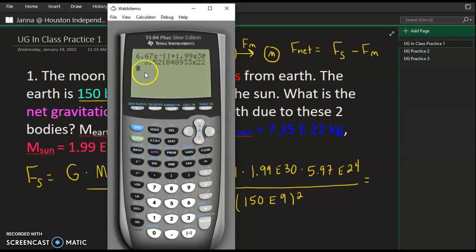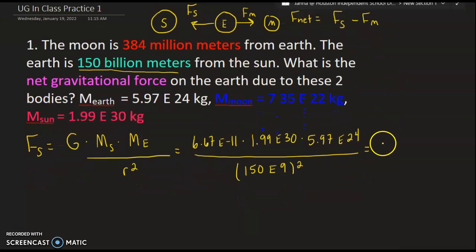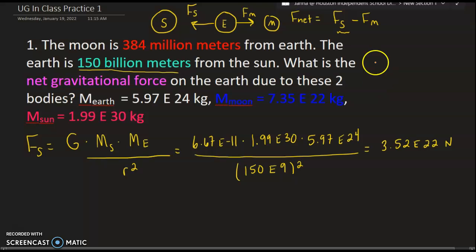And here we get this number, 3.52 E22 is the answer here, 3.52 E22 newtons. That is the force exerted by the sun onto the Earth. Now we'll get the force between the moon and the Earth.